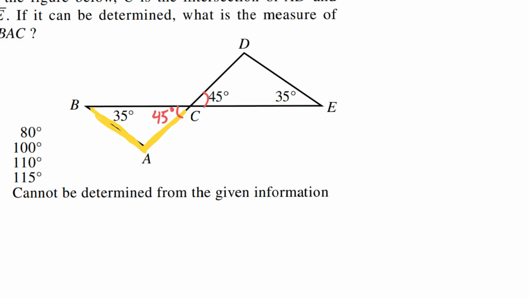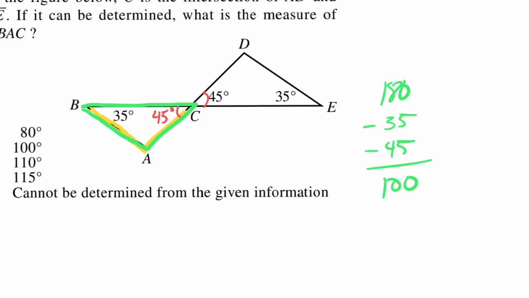And then we also have the sum of interior angles of a triangle. We should all know that's 180 degrees. So BAC is the third angle of this triangle. So we subtract our 35, which we know, and we subtract our 45, which we know. Those combine to equal 80. So when we subtract that away, we have 100 degrees left for our missing angle.